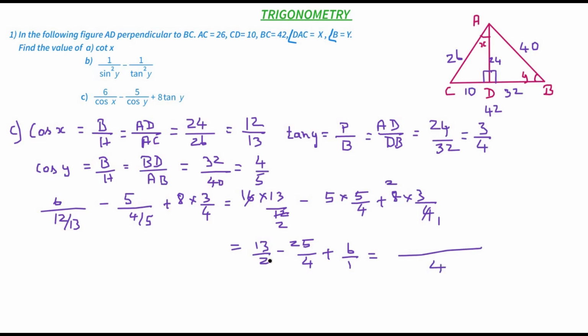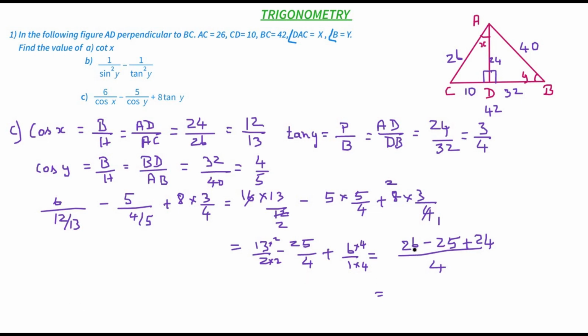Since the LCM is 4, we will multiply this by 2 and this also by 2 to make it 4. So 13 times 2 is 26. And 4 we need not multiply anything. It's already 4. So this minus 25 will remain as such. And since here it is 1, I will multiply by 4. Here also I'll multiply by 4. 6 times 4 is 24. There is a plus sign here, so I'll put plus. Be careful with your signs. Now 26 minus 25 plus 24. So this is the answer we have got.